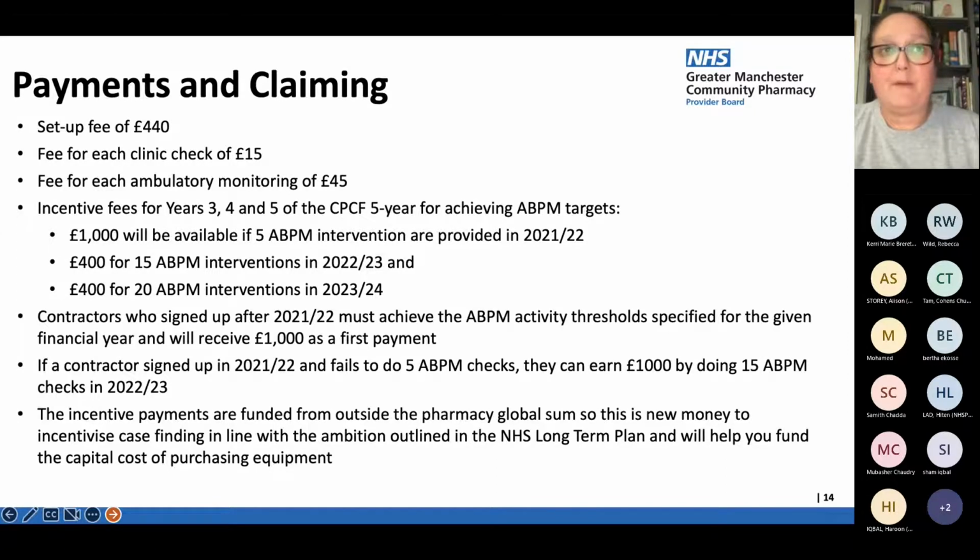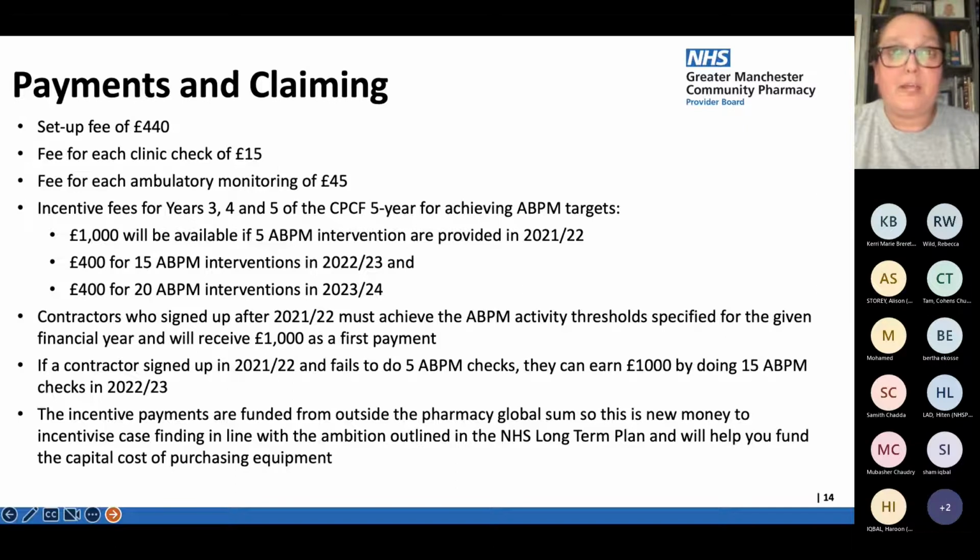Hopefully you've seen the information around the payments and setup fees, but just to recap: when you register for the service, you will receive a setup fee of £440, which is a contribution towards the cost of delivering the service. The fees thereafter are £15 for each clinic check and £45 for each ABPM. But there are some incentive payments built in as well.